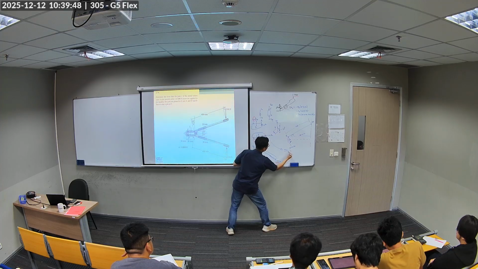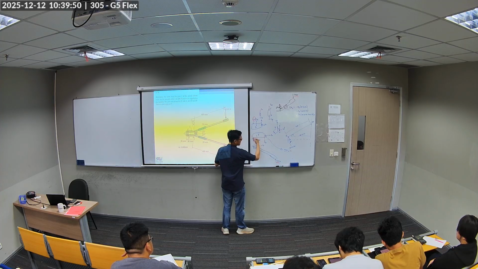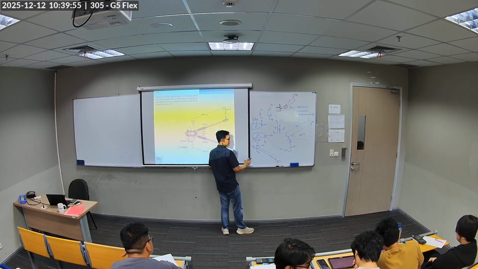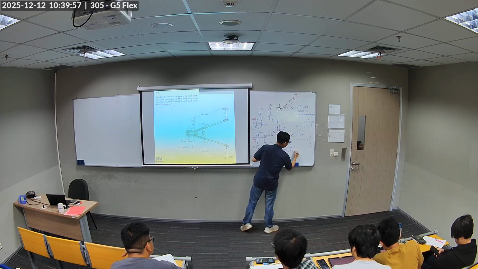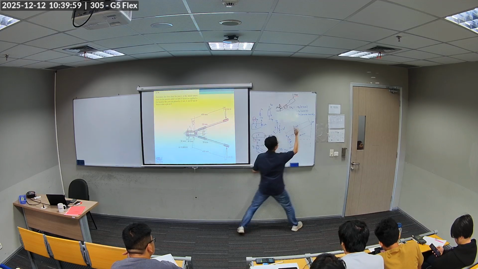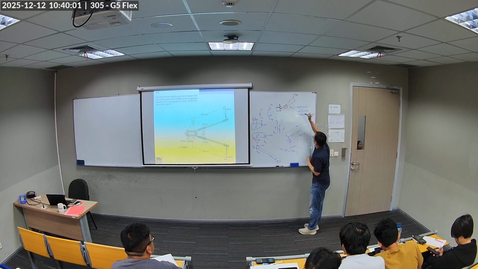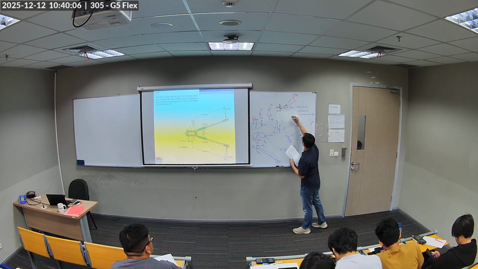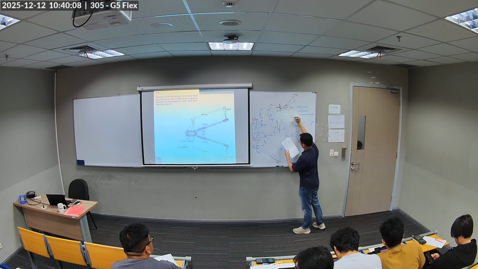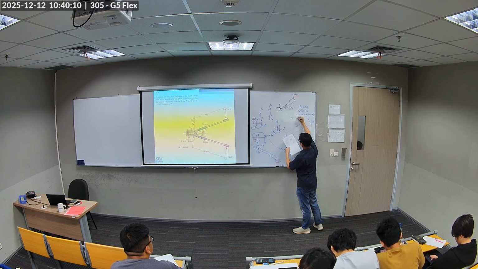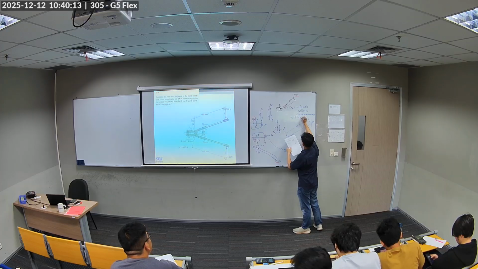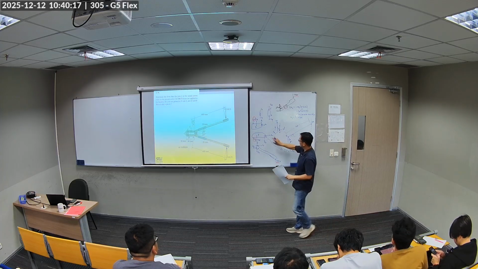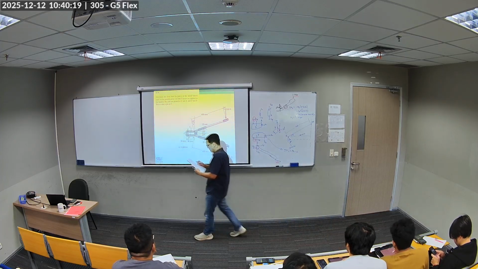If I do a sum of force in the x direction, what do I get? AX equals 0. So that helps, right? From this, I can basically solve AY. Okay? So I got AX and I got AY.